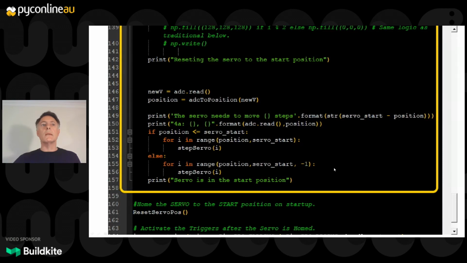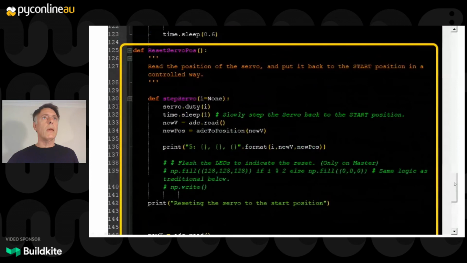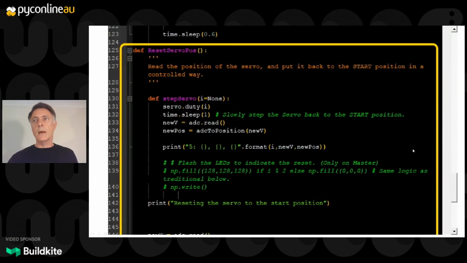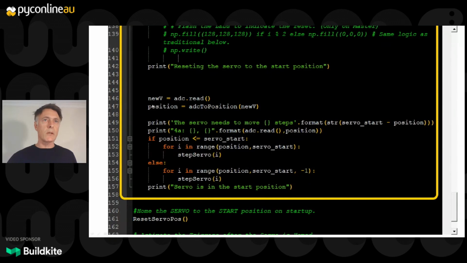So the way that we do that is, we've started up the slave here, and it's just waiting for the interrupts to be activated. But before I do that, we will reset the master. Reset the servos to make sure they are home. And this is it here. So just a little step routine, and essentially it's like what we were seeing before.